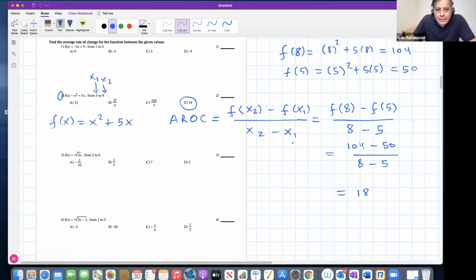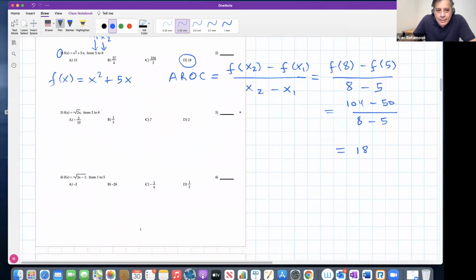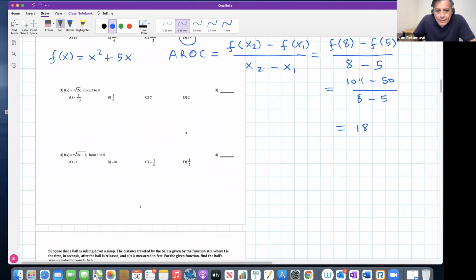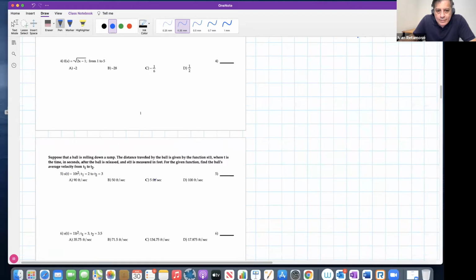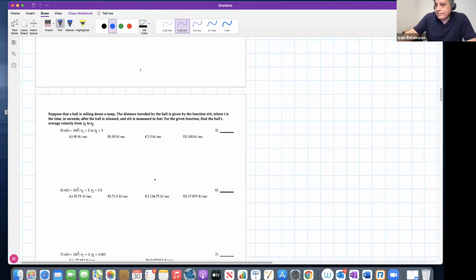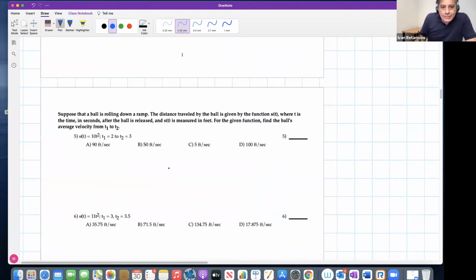Yeah, that can be done with any function, even with radicals. You should try this at home. I'm going to show you this one. Let's look at that real world problem there. And it's basically the same thing we just did.